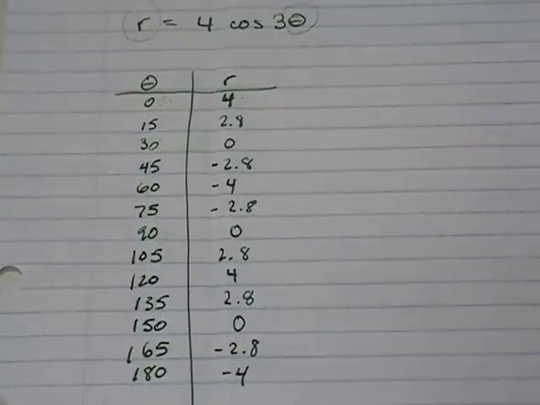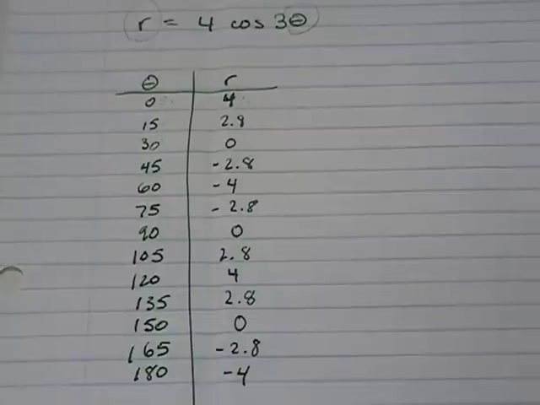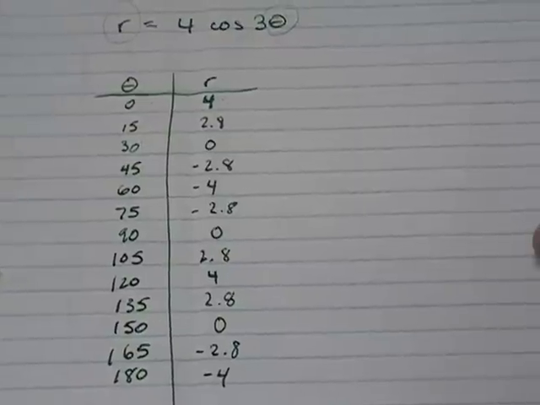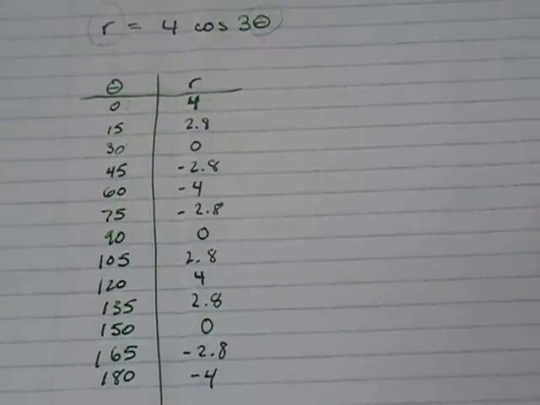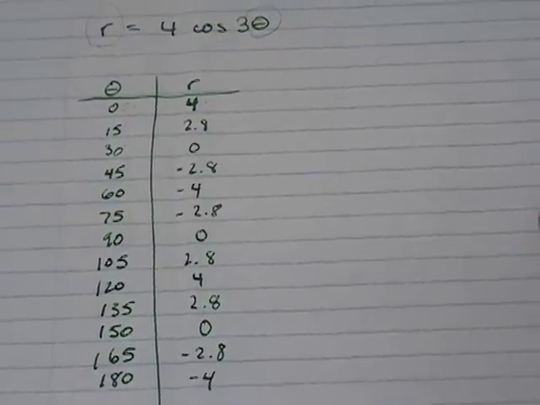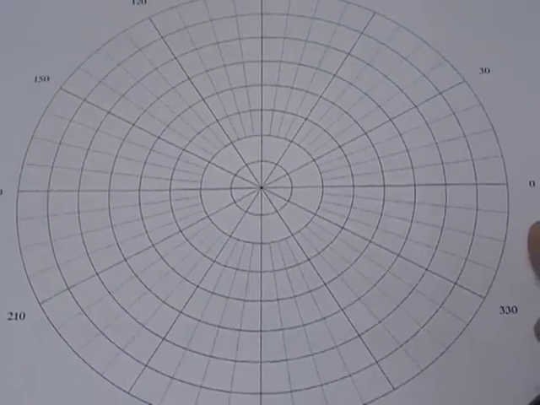Now, whenever you see r and theta as your independent and dependent variables, you are in polar coordinates. You're talking about polar coordinates. And to graph a polar equation, you have to have polar graph paper. So I'll zoom out just a speck here.